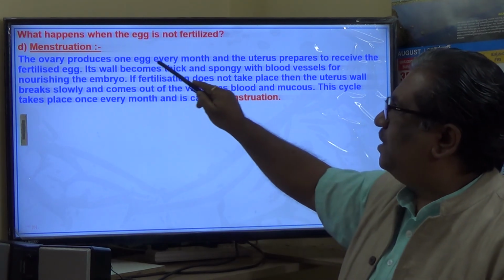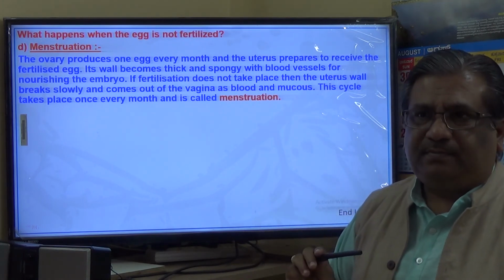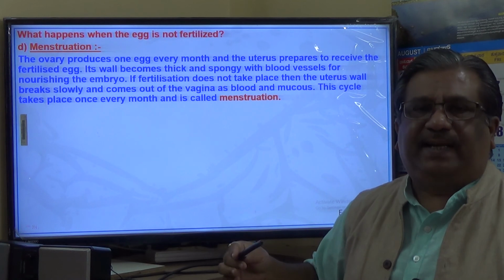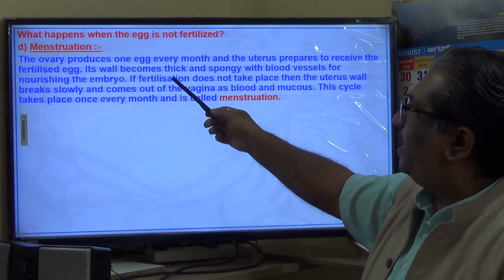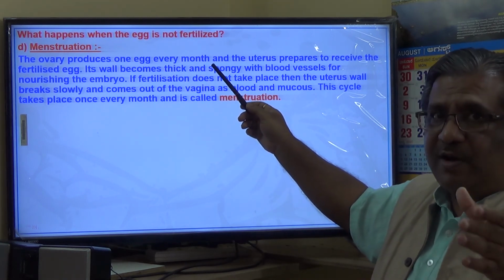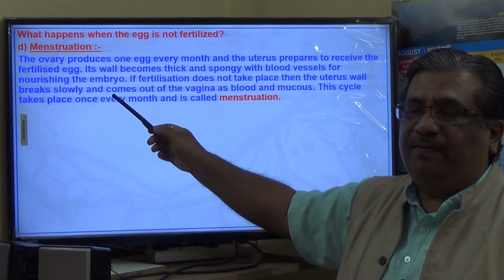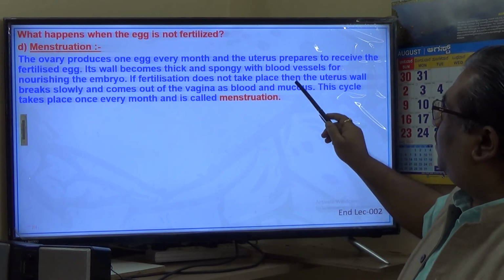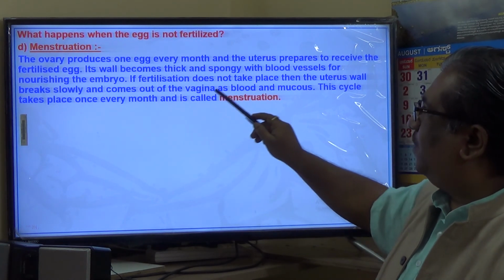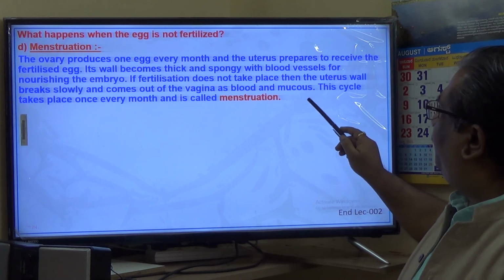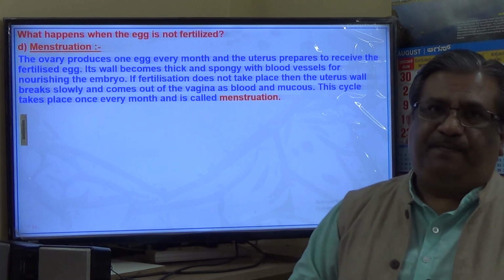The ovary produces one egg and the uterus prepares to receive the fertilized egg. Uterus gets prepared itself every time whenever the egg is released. Its walls become thick and spongy with blood vessels for nourishing the embryo. If fertilization does not take place, then the uterus wall breaks slowly and comes out of the vagina as blood and mucus. This cycle takes place once every month and is called menstruation.